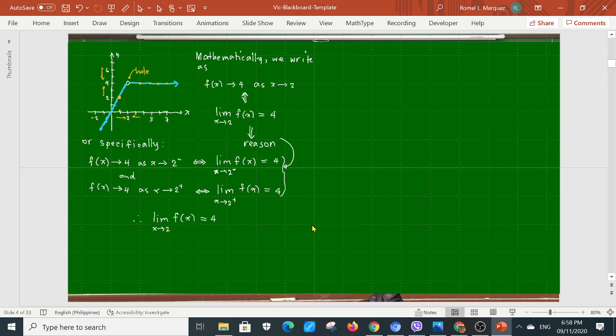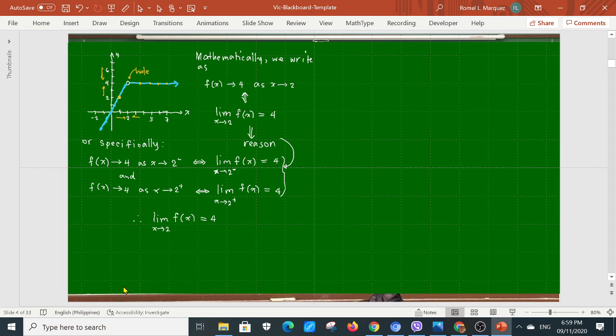Since both from the left and from the right they have the same behavior, even though the function is defined by two different function equations at two subdomains, we still get the same limit. So we say that the limit as x approaches 2 of f of x exists and it is equal to 4. Okay? Do you have any question, guys, so far?